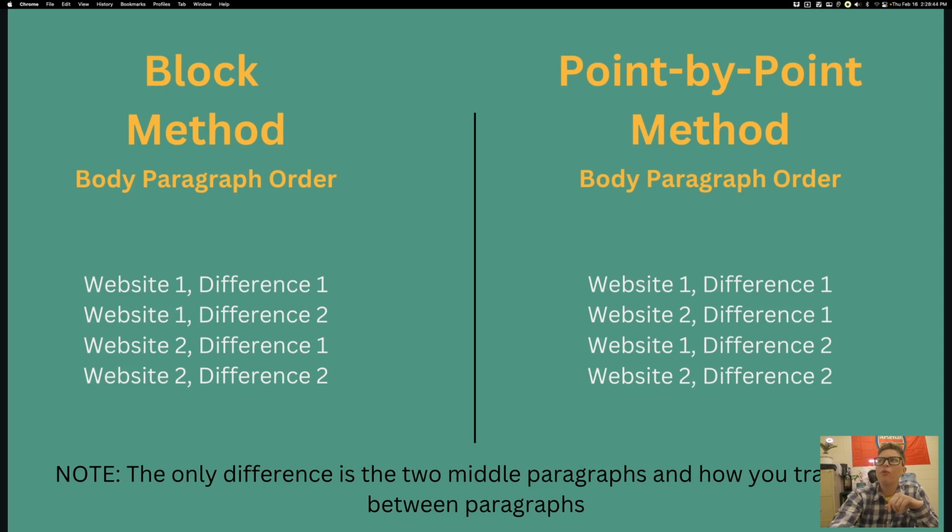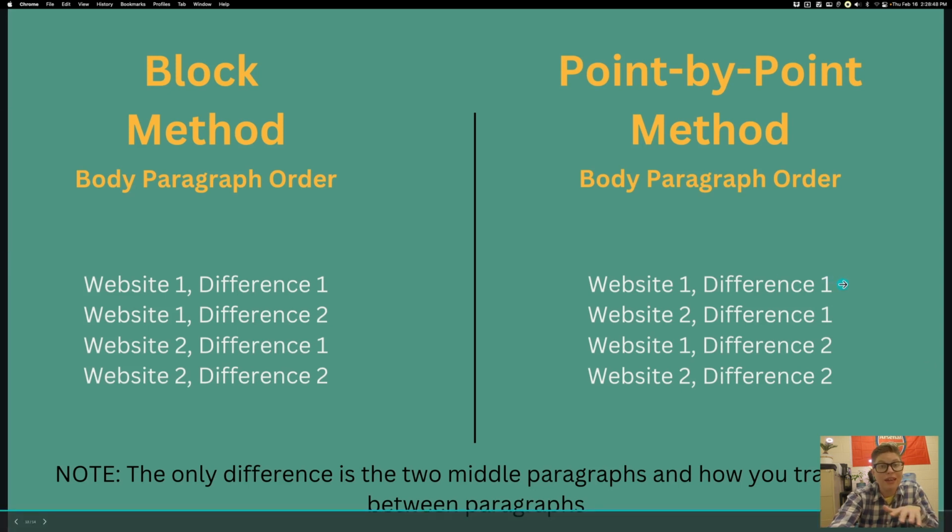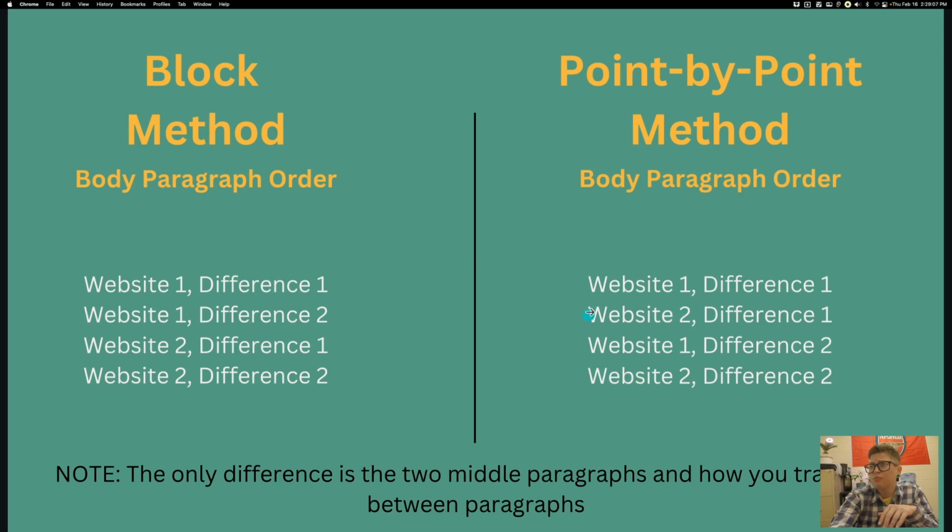So again, with the point-by-point method, we've got our body paragraph order here. Okay, again, each of these lines is one body paragraph. First body paragraph is going to talk about website 1 and difference 1. You'll notice both of them are the same. And you'll also notice body paragraph 4 is the same. The only difference between the two is body paragraphs 2 and 3. That's why I said it only takes a couple of sentences. You just have to change your transitions.